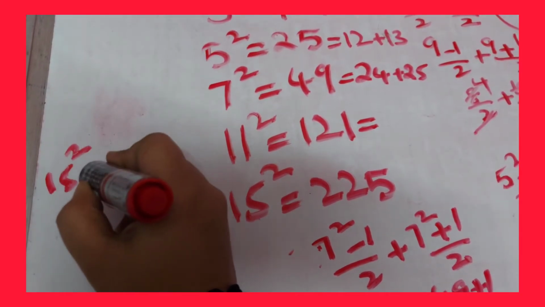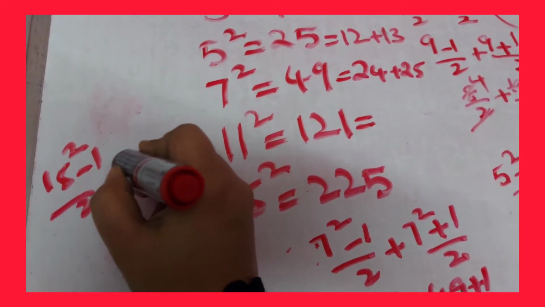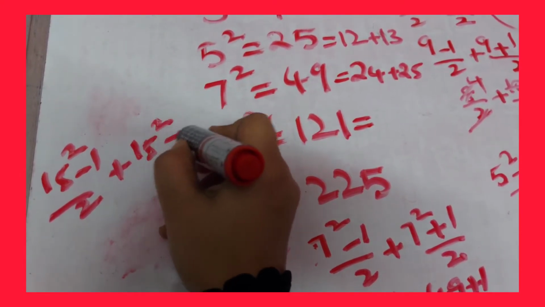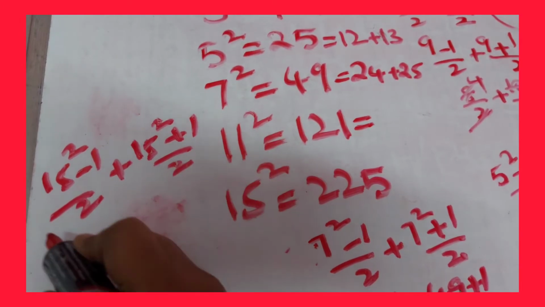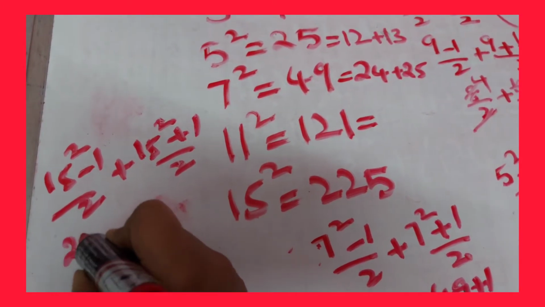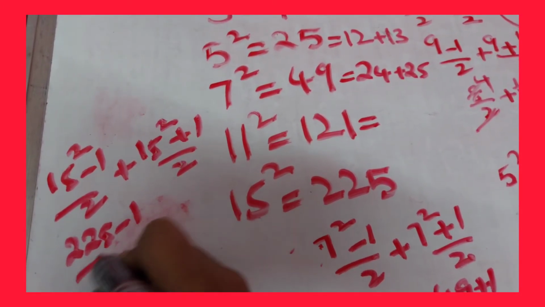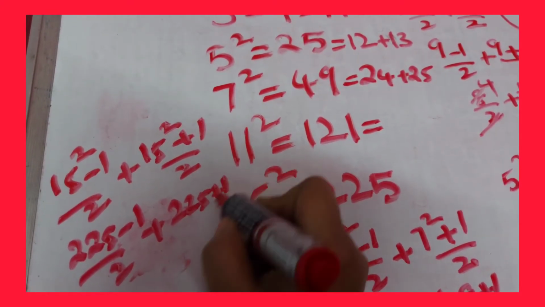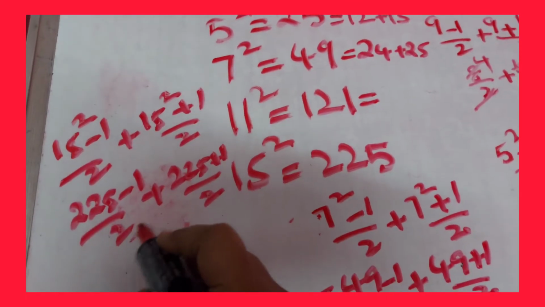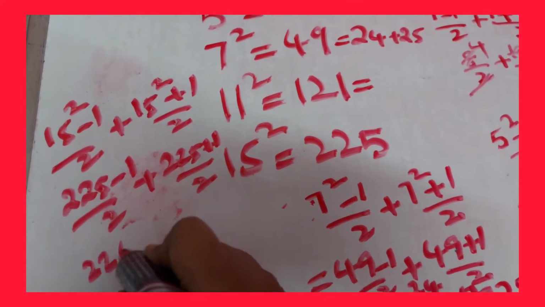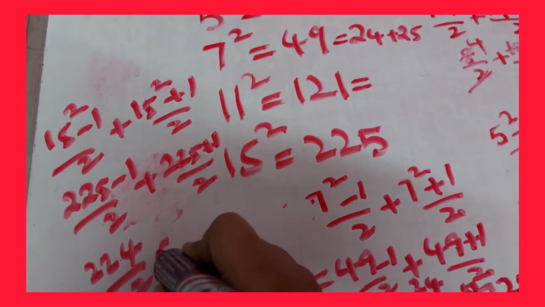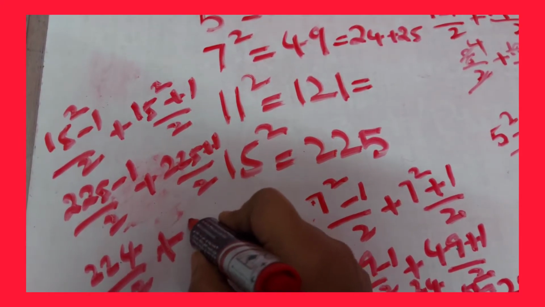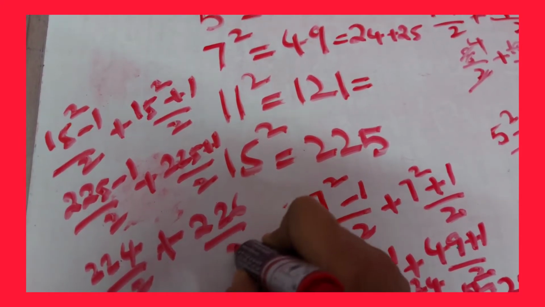(15² − 1)/2 + (15² + 1)/2. What is 15²? It is 225. So (225 − 1)/2 + (225 + 1)/2. 225 minus 1 is 224 by 2. Again, 225 plus 1 is 226 by 2.